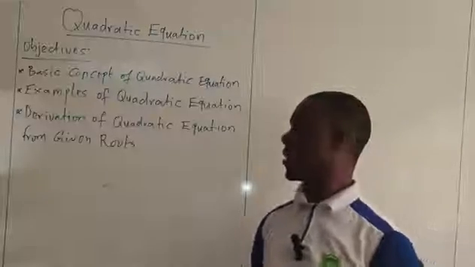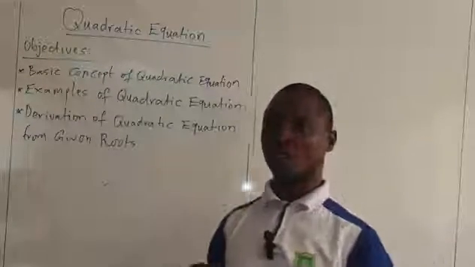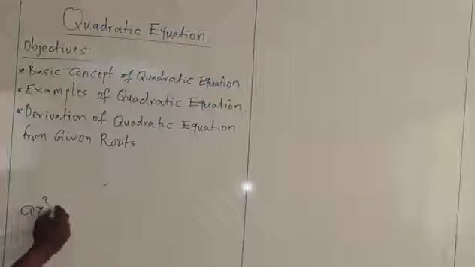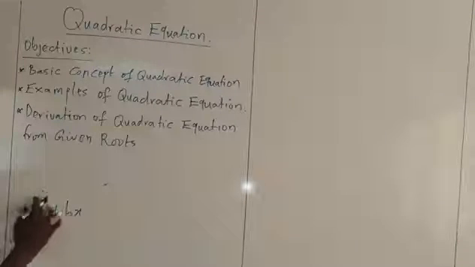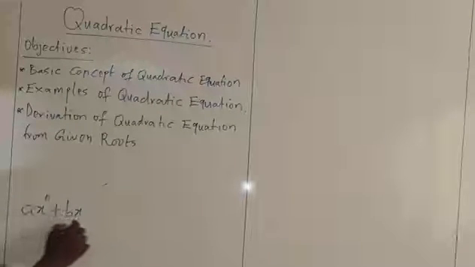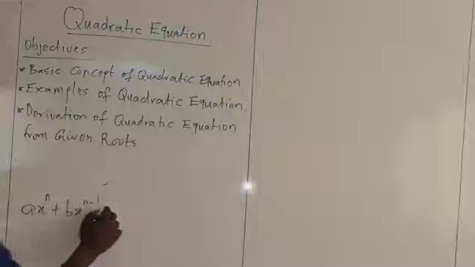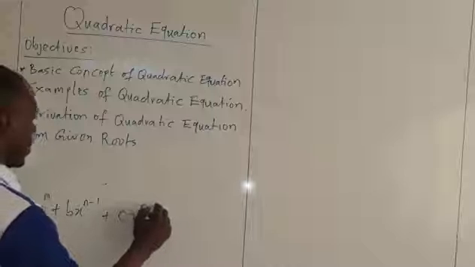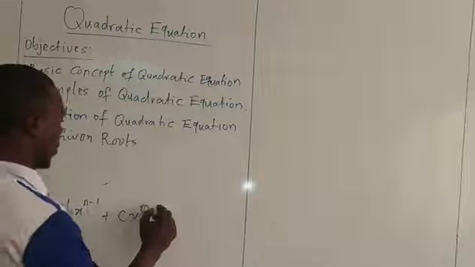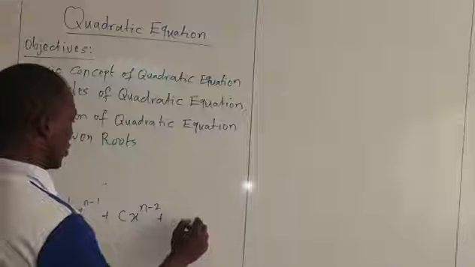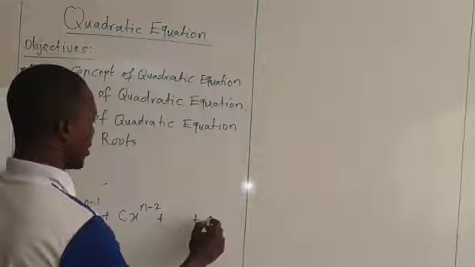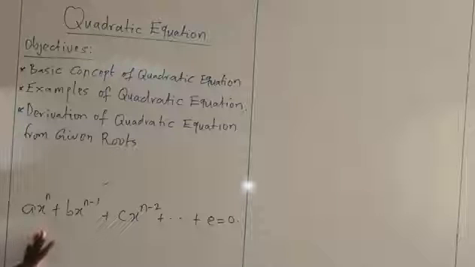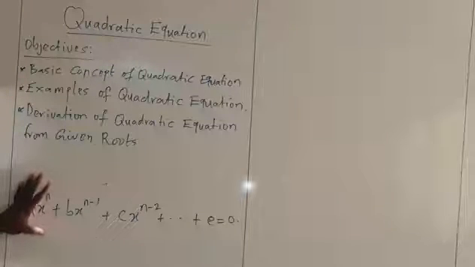What do I mean by this? If you say polynomial of degree 2, the general form of a polynomial is given as a s^n plus b s^(n-1) plus c s^(n-2) plus dot dot dot plus the constant, let's say e, equals 0. So this is the general form of a polynomial.